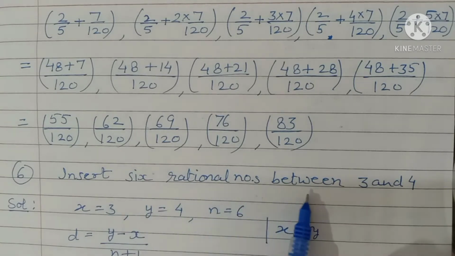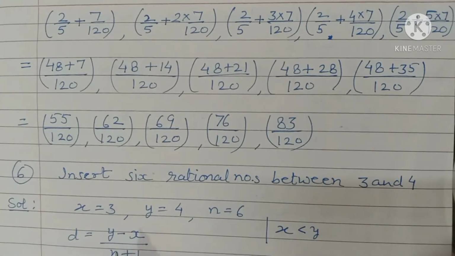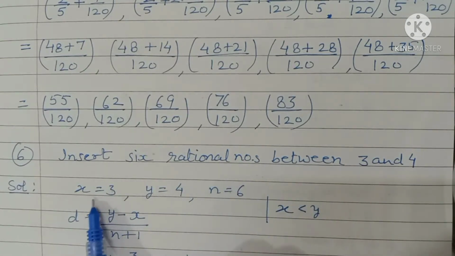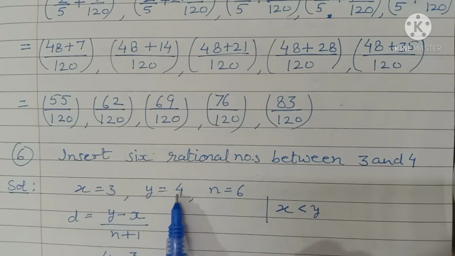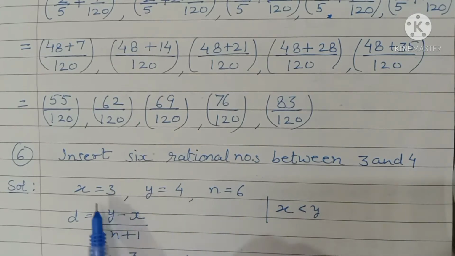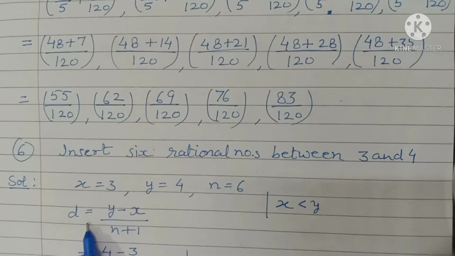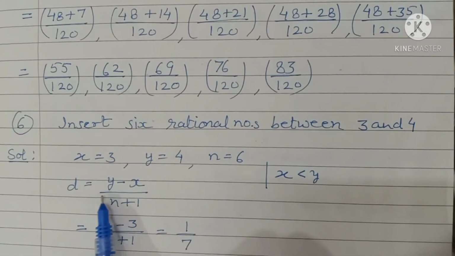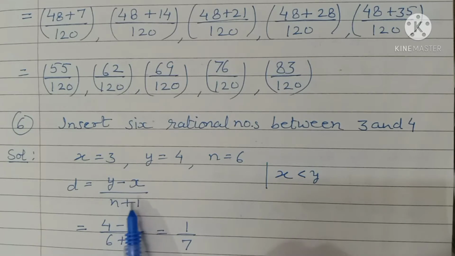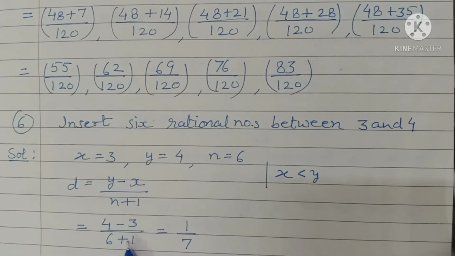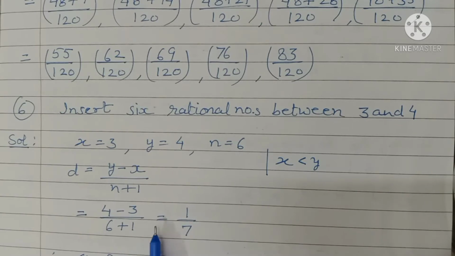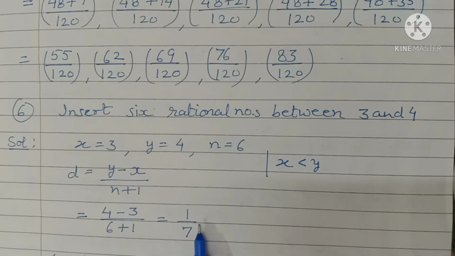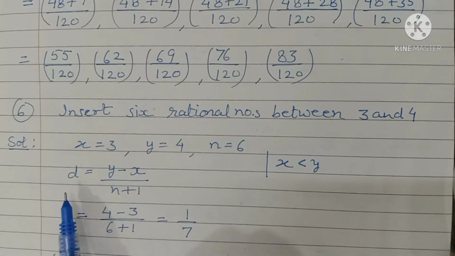Now come to question number 6. Insert 6 rational numbers between 3 and 4. We will apply the same method as in question number 5. Here x is equal to 3 and y is equal to 4, because we take x less than y. Now find the value of d by substituting the values of x and y in the formula d is equal to (y minus x) upon (n plus 1). We get d equal to (4 minus 3) upon (6 plus 1), where n is equal to 6 because we have to find 6 rational numbers. So you will get 1 upon 7. This is the value of d.